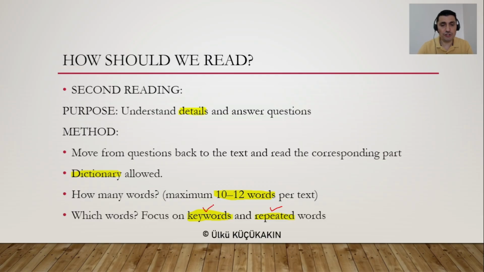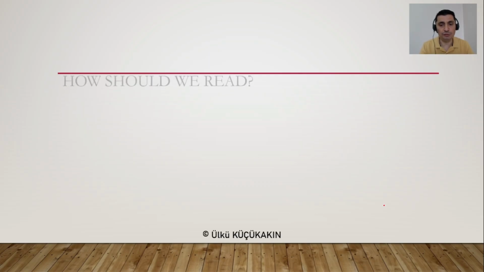So you are checking the meanings of two types of vocabulary items in a dictionary. If it's a keyword, if it makes it impossible for you to answer a question, then you can check that word. And if a vocabulary item is repeated again and again across different texts, then you should actually check the meaning of that word.